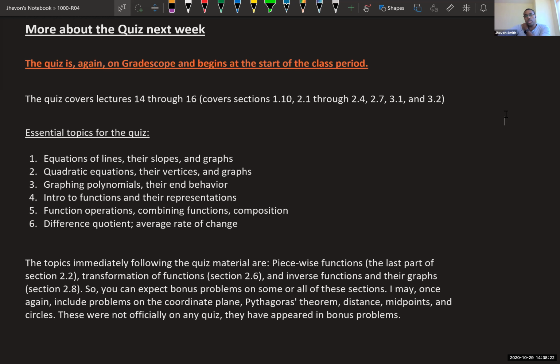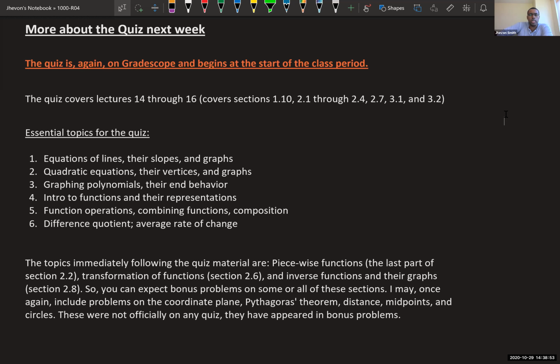We also introduced the notion of a function. We've been using functions for a while, but this is the first time we've officially introduced them. And we spoke about what a function is, different ways to represent functions, and how you would interpret these representations. We also talk about function operations. How do you combine 2 functions? How do you add them, multiply them, subtract them, divide them, as well as how do you, quote unquote, compose functions. So function composition was also discussed.